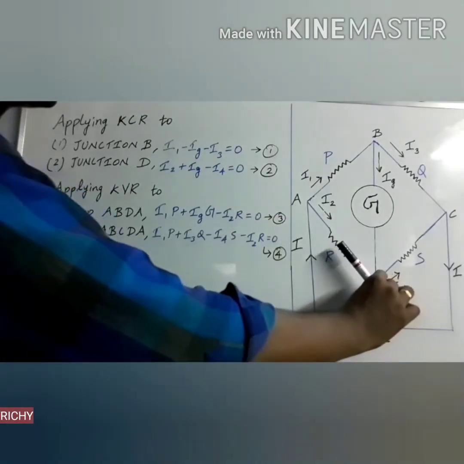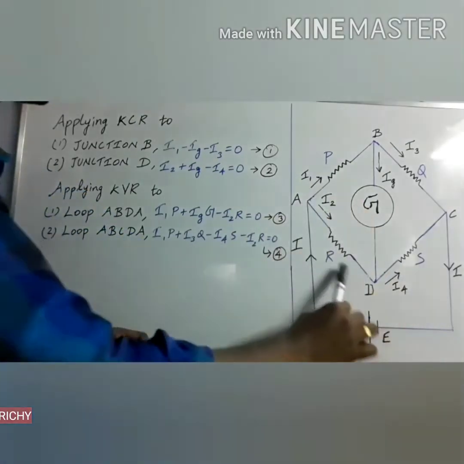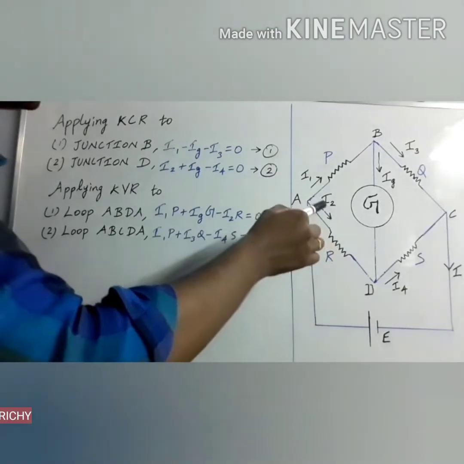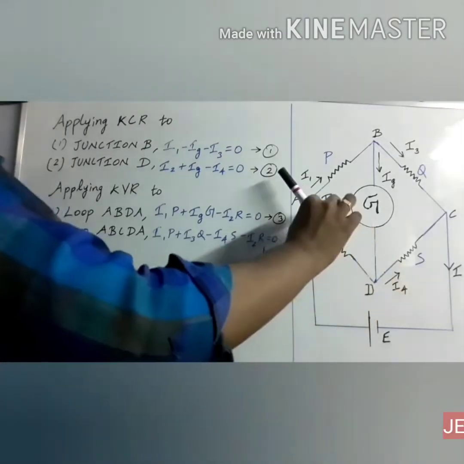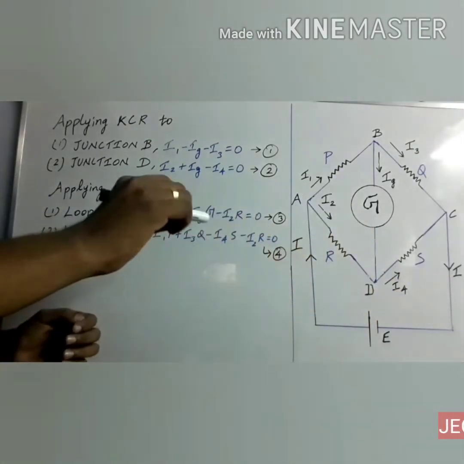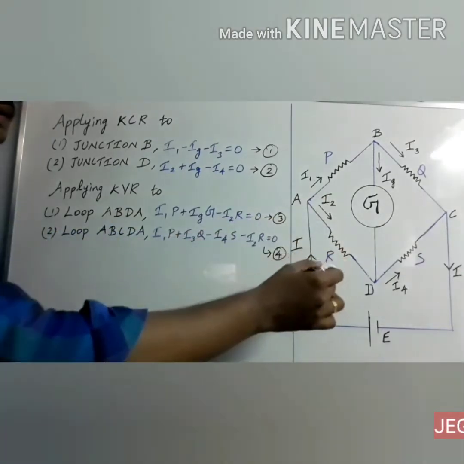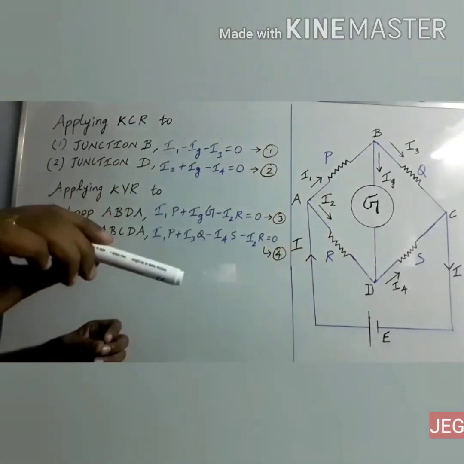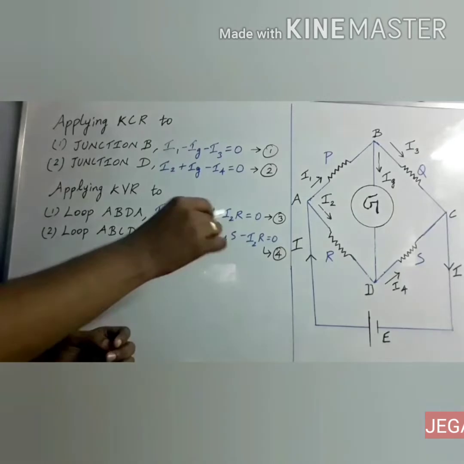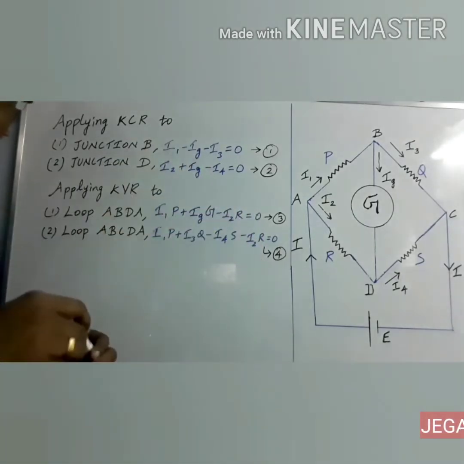To complete the loop, we have to move from D to A. So the direction of the loop is D to A. But in this part, what is the direction of current? I2 is flowing opposite to the direction of the loop, so I2 will get the negative value. What is the resistance here? R. So minus I2 R. That is equal to 0.